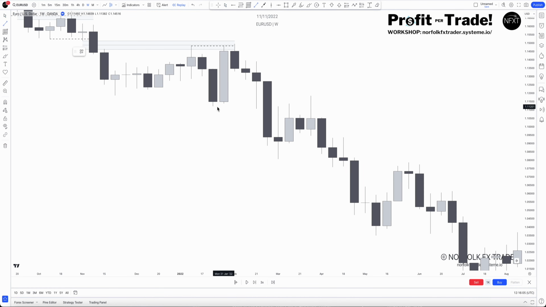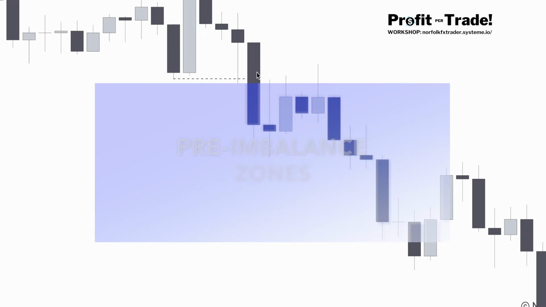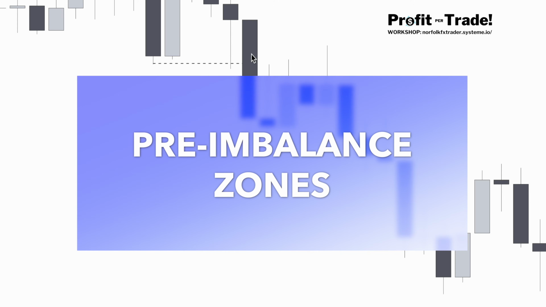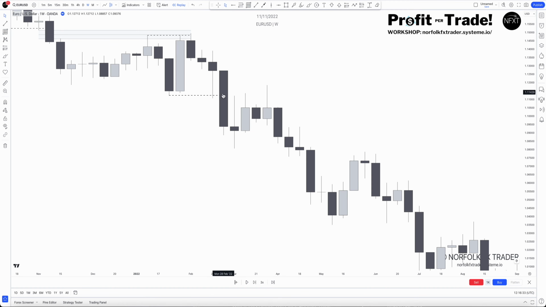Now, we do have another breakout here, but we don't have an imbalance zone. We have that big bearish candle, but we don't create an imbalance zone. Now, later on, you'll understand about the pre-imbalance zones. You'll find out in a later video within this series. And this is actually a pre-imbalance zone. I'm not going to show you what it is, but if you watch the rest of the videos in this playlist, you'll understand what the pre-imbalance zone is and how you can use that as well to trade. So there is an imbalance zone here you can look to trade.